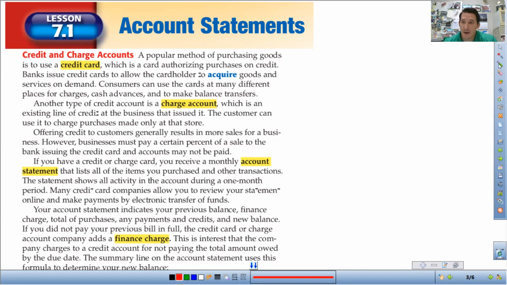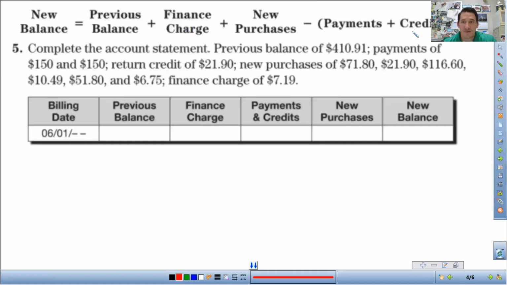All right. So let's look at this. This is number 5 from the assignment. We're just calculating the new balance on a typical credit card account statement. The new balance is the previous balance plus the finance charge. So real quick, the finance charge is the interest that the credit card charges for its use. All right. Usually it's a percentage.